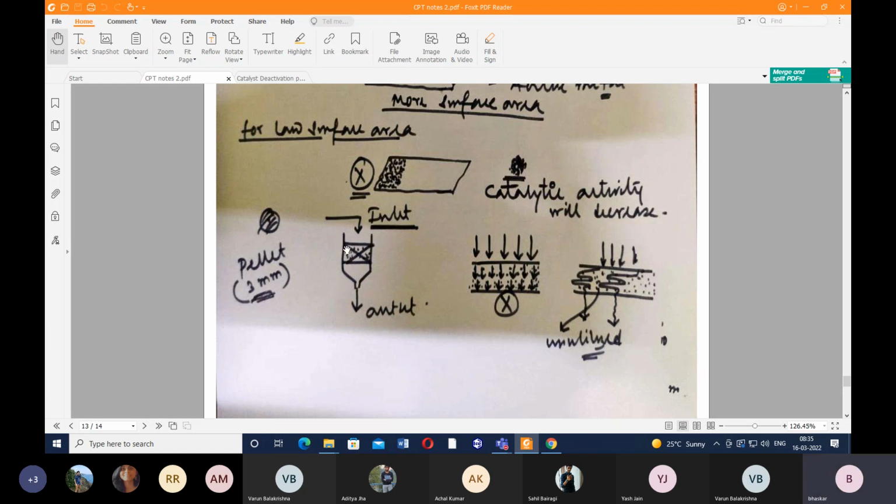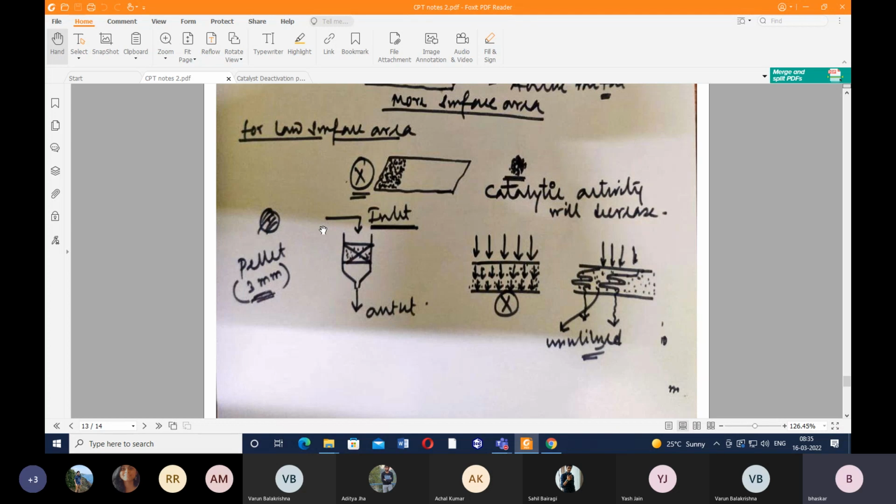Inside this bed, we'll have several layers of these pellets. If we have more pellets here, the overall effective surface area will increase. As a result, there will be more interaction between the reactant gas molecules and the pellets. This will eventually lead to the formation of the desired product. Let's assume we are getting around 95 or even 99% conversion to the desired product.